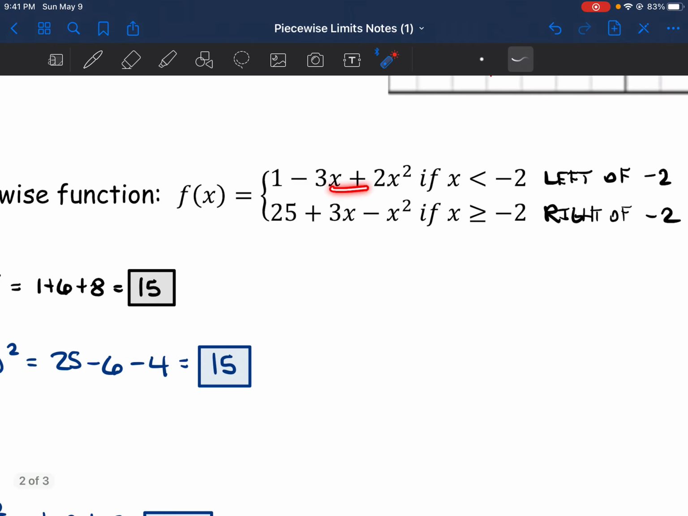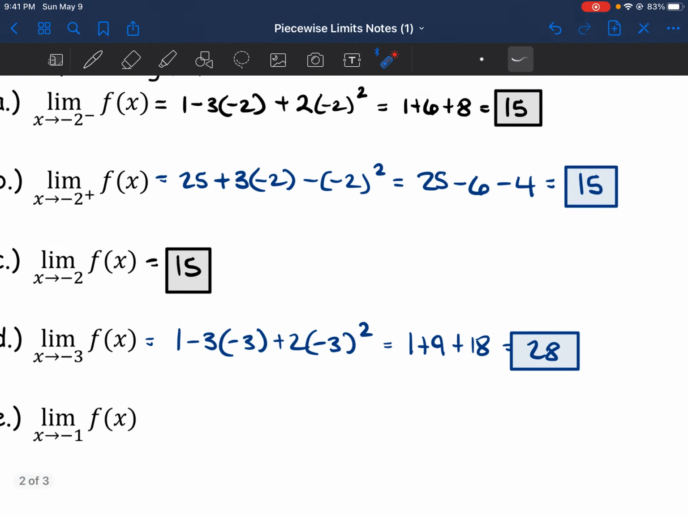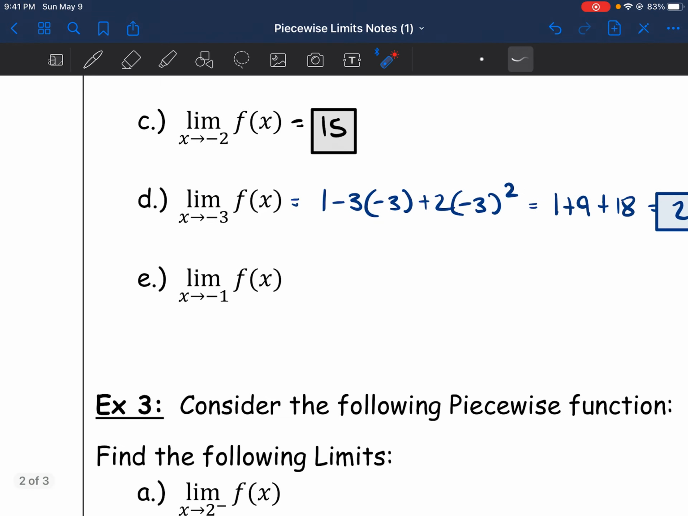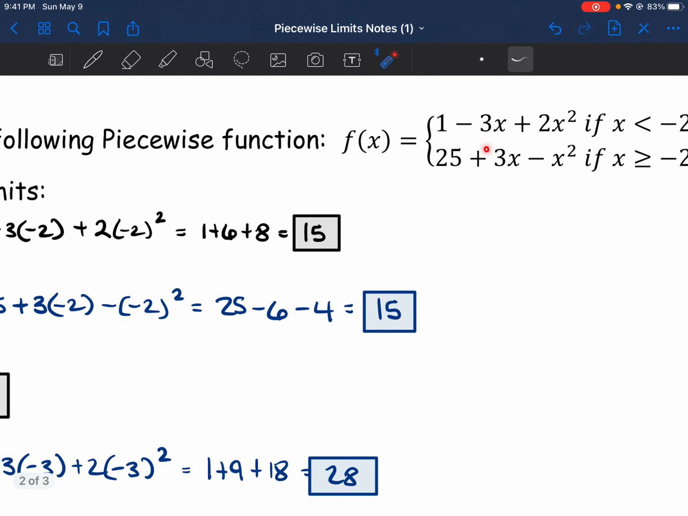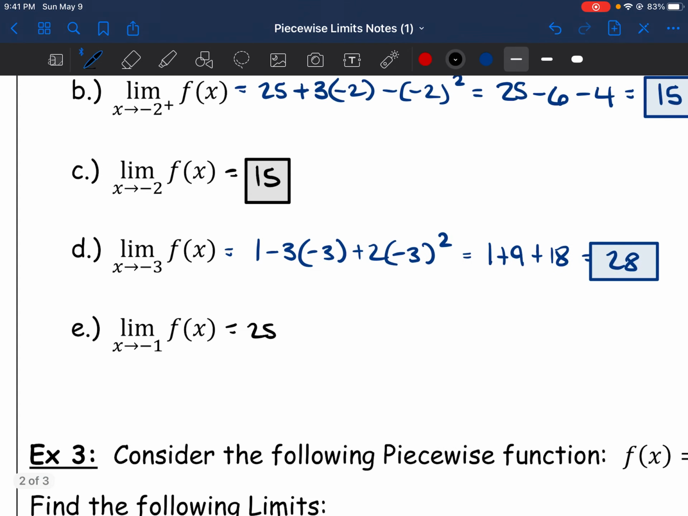So we're going to use this part of the piecewise function, 25 plus 3x minus x squared, and let's directly substitute in negative 1 for x. So we have 25 plus 3x minus x squared, so plus 3 times negative 1 minus negative 1 squared.